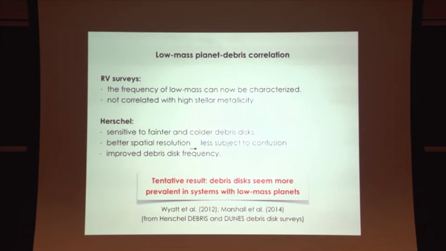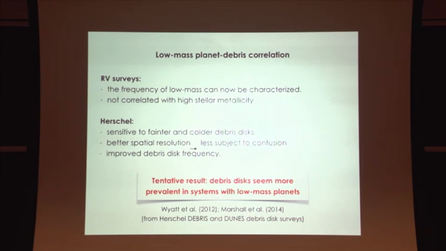And with Herschel, as I said, we are a bit more sensitive. We can detect fainter and colder disks, and because it has better resolution, it's less subject to confusion. So in some cases, the incidence rate of debris disks, instead of going up, has gone down because some of the sources were confused. This has improved our knowledge of the disk frequency. So now we have a better knowledge of the planet frequency and the disk frequency.